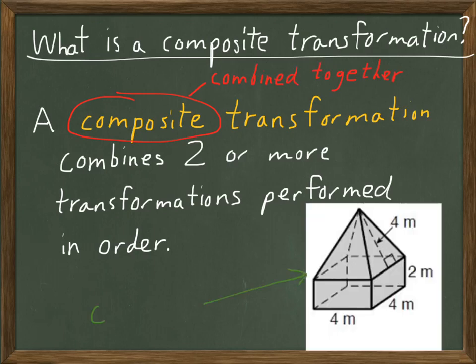We've seen it before when we did composite 3D figures, like this one. It's got two 3D shapes combined together, a pyramid and a prism. So we found the composite surface area and we found the composite volume. Now we're going to do composite transformations. Alright, so let's look at an example.